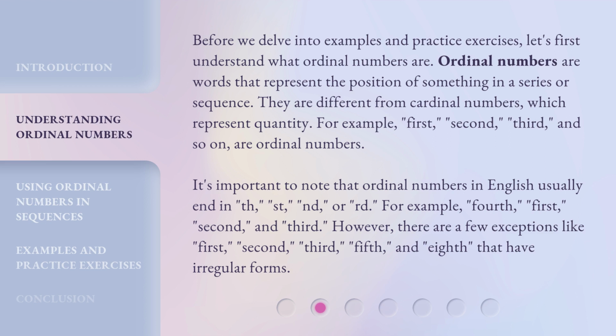It's important to note that ordinal numbers in English usually end in th, st, nd, or rd. For example, fourth, first, second, and third. However, there are a few exceptions like first, second, third, fifth, and eighth that have irregular forms.